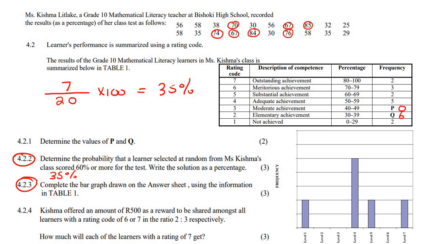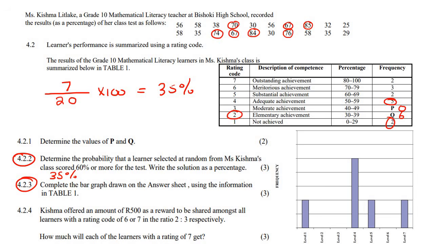This question says, complete the bar graph using the information in table 1. Pretty much it says here level 1. So for level 1, there was 2 people. So we can see that it goes up to 2 people, 1 and 2. For level 4, for example, there was 5 people. So it goes 1, 2, 3, 4, 5. You get the idea, right? That's level 4. So they want us to just fill in level 2 and level 3.